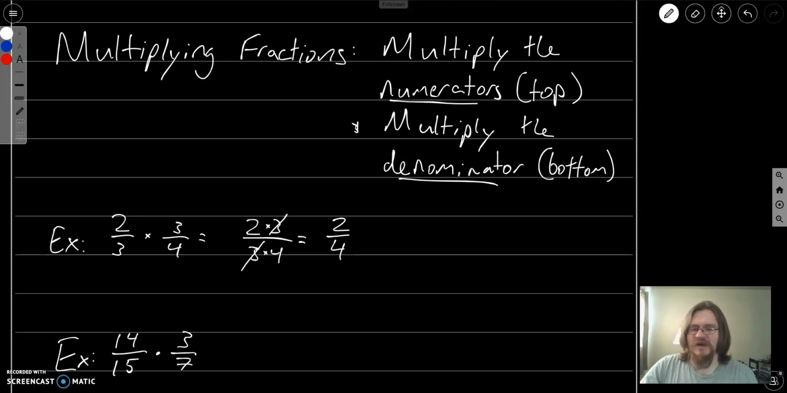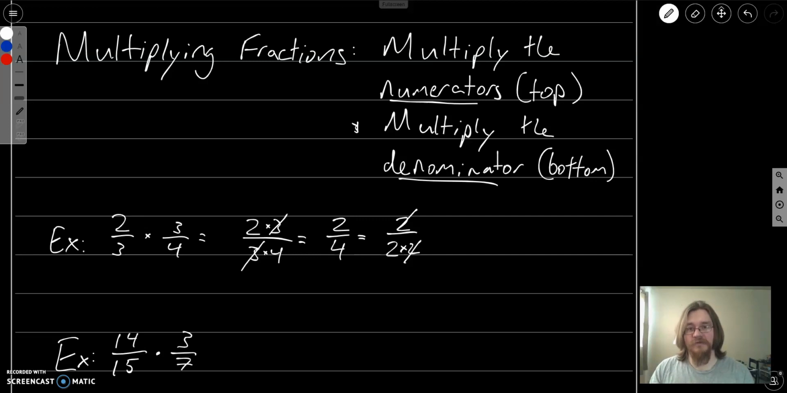But this doesn't quite seem right, does it? Because we can still reduce further. The top is going to be just 2. The bottom is going to be 4, which is 2 times 2. So I can cancel a 2 off the top and a 2 off the bottom. But it doesn't look like there's anything left on top.